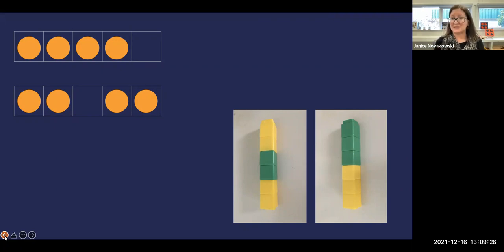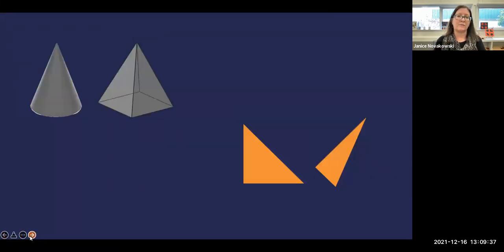They're the same or similar because they both have 6 cubes and they both have 2 colors, but they're in different orientations and there's different amounts. So again, what do students notice? What can they say about those?